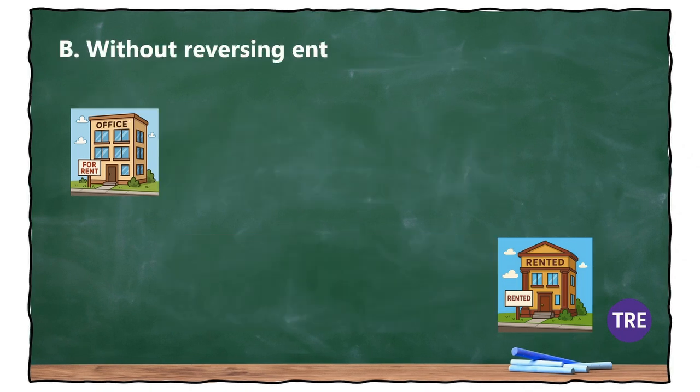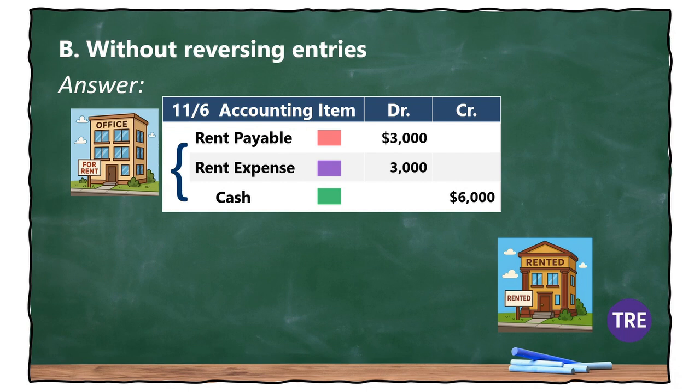Second, let's see what happens in November if we do not use reversing entries. On November 6, Costco, the tenant, finally pays rent for both October and November. Since we already recorded October's rent payable, the entry must clear that liability and also recognize November's rent expense. We debit rent payable $3,000, debit rent expense $3,000, and credit cash for $6,000.